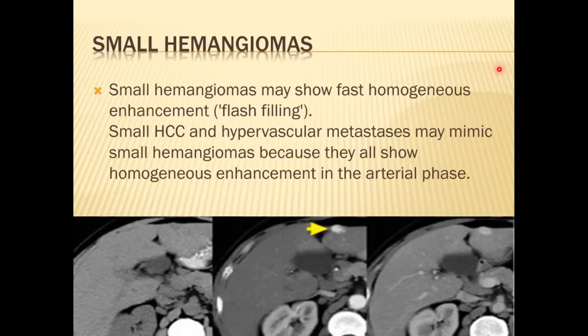Small hemangiomas may show fast homogeneous enhancement, flash filling, and they are also called flash hemangiomas. However, the small HCC and hypervascular metastases may mimic small hemangiomas because they all show homogeneous enhancement in the arterial phase. By looking at the other phases, we can see that the small HCC and hypervascular metastasis show washout. However, the enhancement of the hemangioma is the same as the blood pool at that time of the scan.